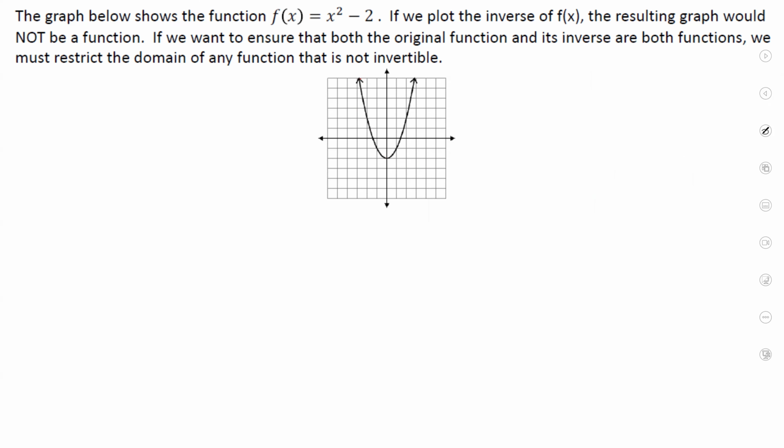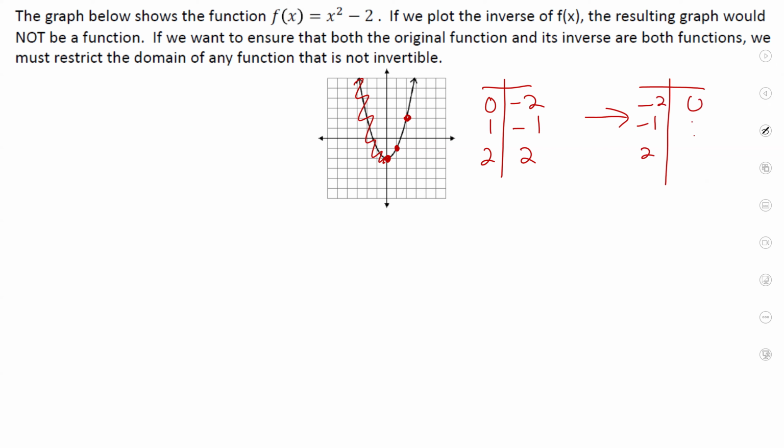If I get rid of this side, let me make a table. This point right here is (0, -2). This point here is (1, -1). This point here is (2, 2). When I invert it, it will be (-2, 0), (-1, 1), (2, 2). So let me graph it for you. That's here, here, and here. So this is what the inverse looks like.